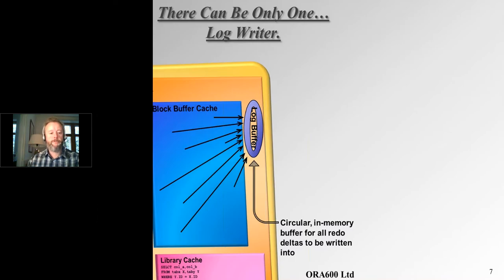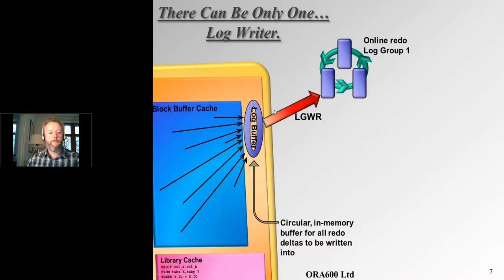Now this groups all the information together, and this one process, log writer, then writes the contents of the log buffer out to the online redo logs. Now these are in your storage. You have to have at least 2 files, 2 online redo logs. And you usually have 3 or 5, you can have 7, you can have 4. It just seems to be common that you have 3 or 5.